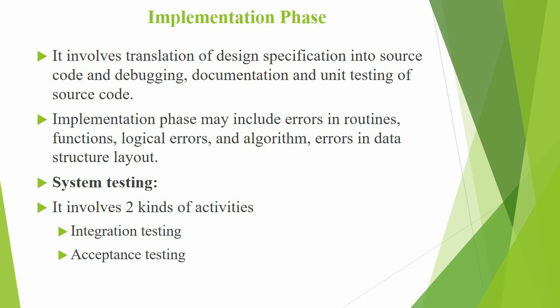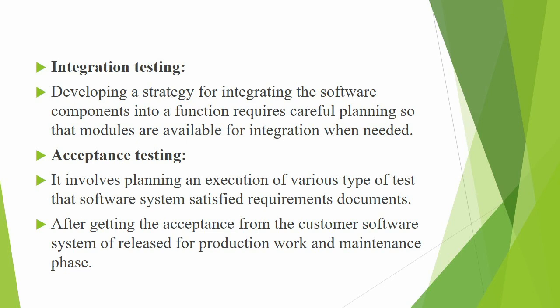It involves translation of the design specification into source code, debugging, documentation and unit testing of source code. The implementation phase may include errors in routines, functions, logical errors in algorithms, and errors in data structure layout. System testing involves two kinds of activities: integration testing and acceptance testing. Developing a strategy for integrating the software components into a functioning system requires careful planning so that modules are available for integration when needed.